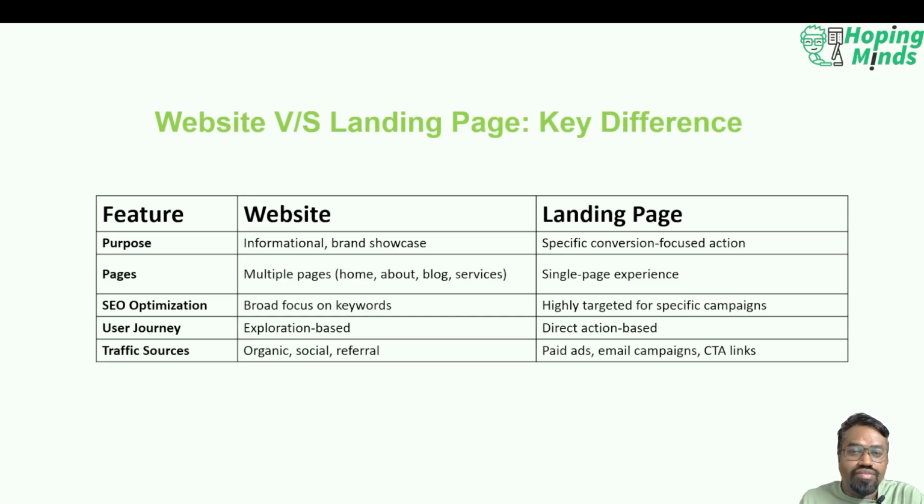Now, on a website there would be multiple pages, like you have seen on the menu: home, about us, blog, services, etc., contact, right? So all those things would be there on the website. But on a landing page there would be a single page experience. There won't be any distraction or multiple pages, and the user would be focused on a single page.